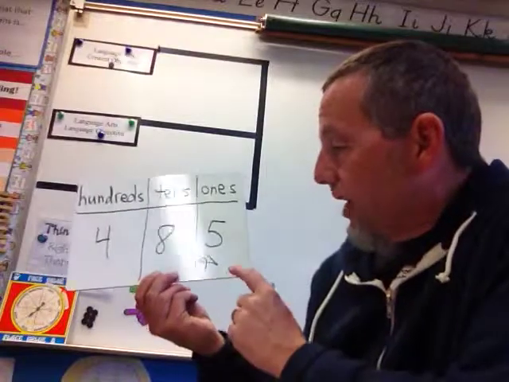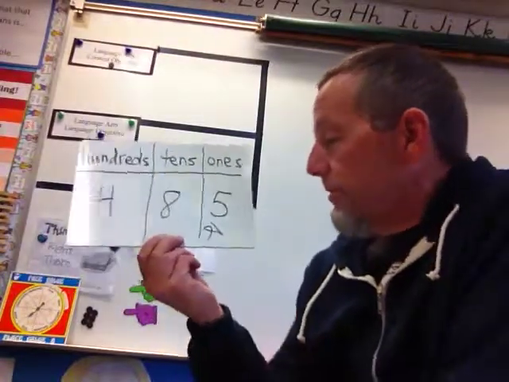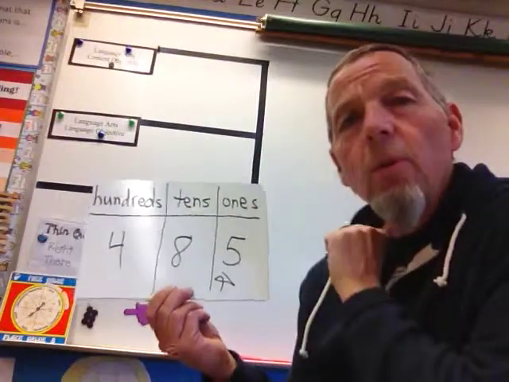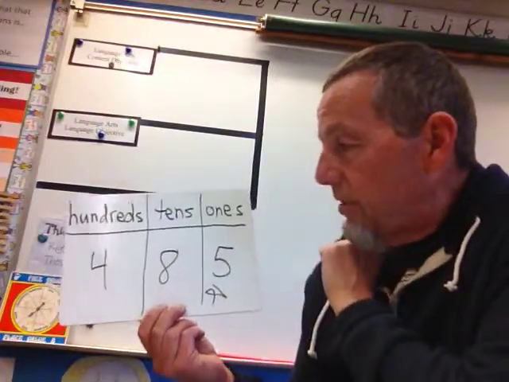Good. You try to sign your name here, which is not bad. But he's right. The 5 is worth only 5 because it's in the ones place.